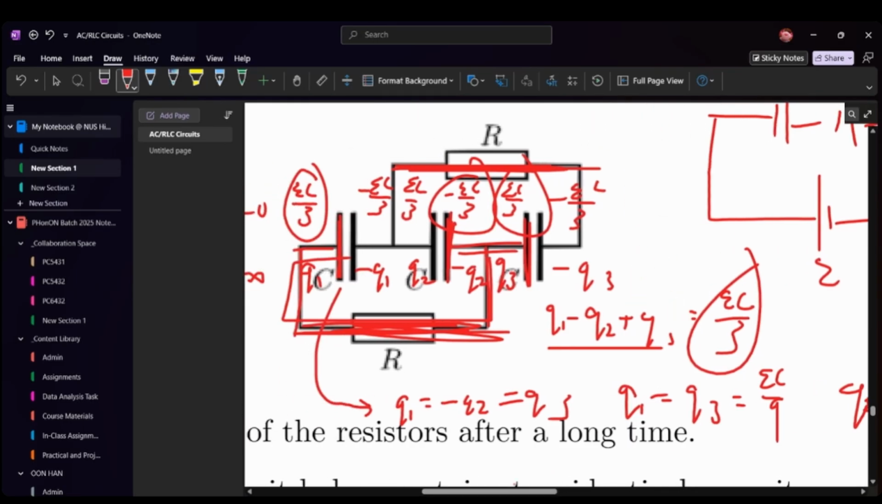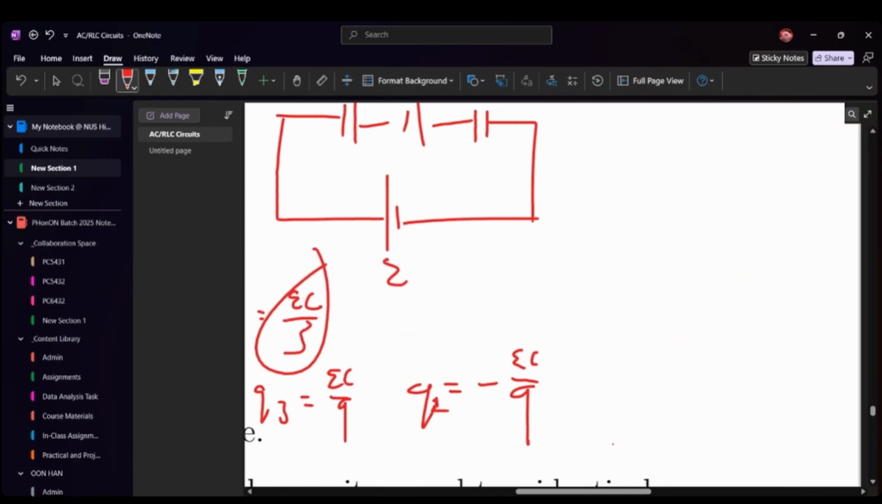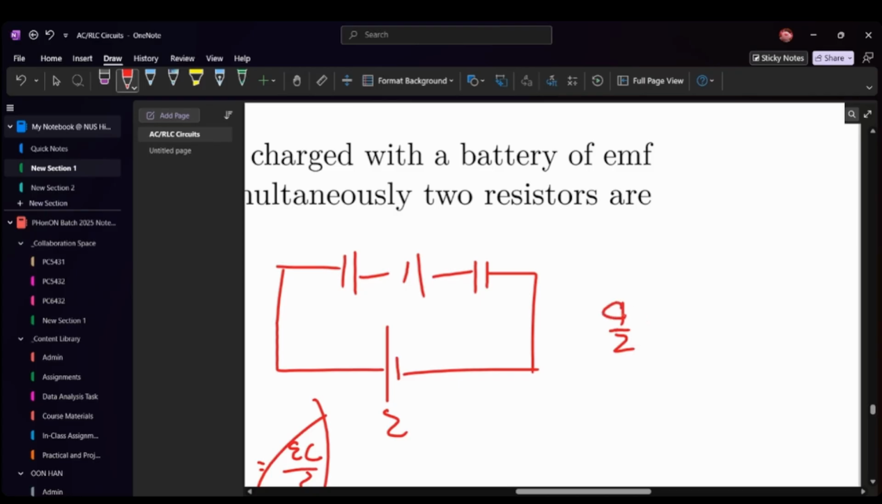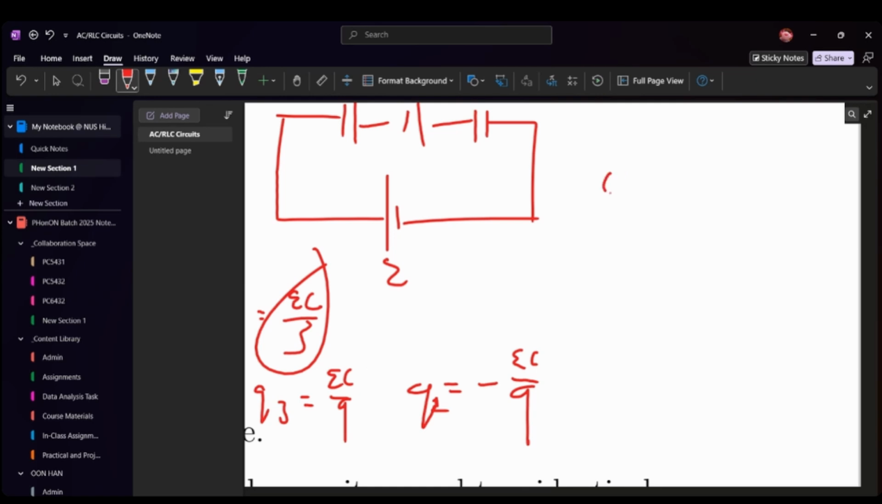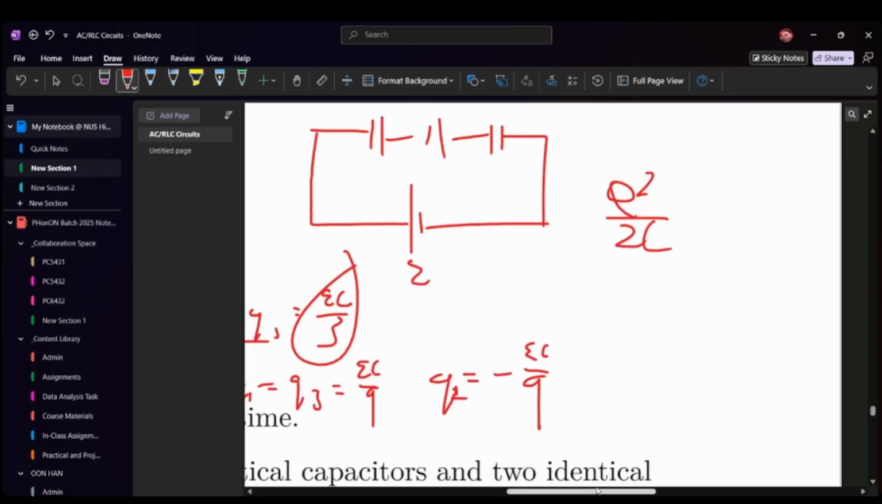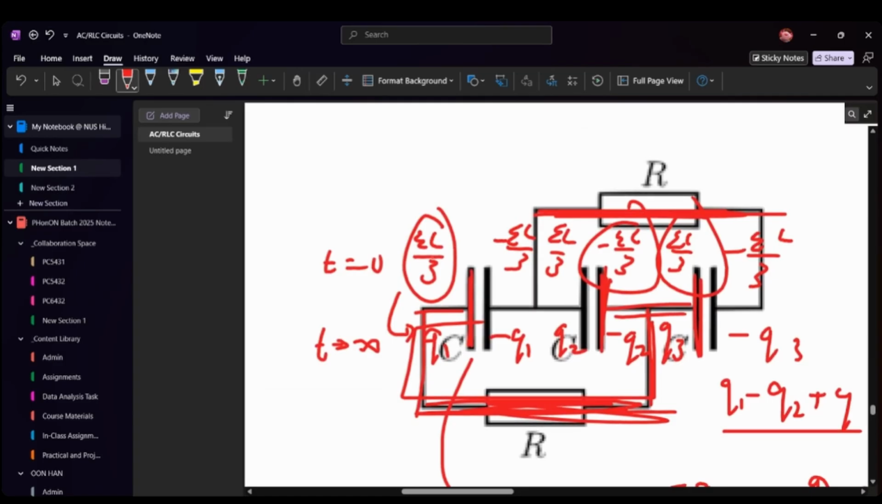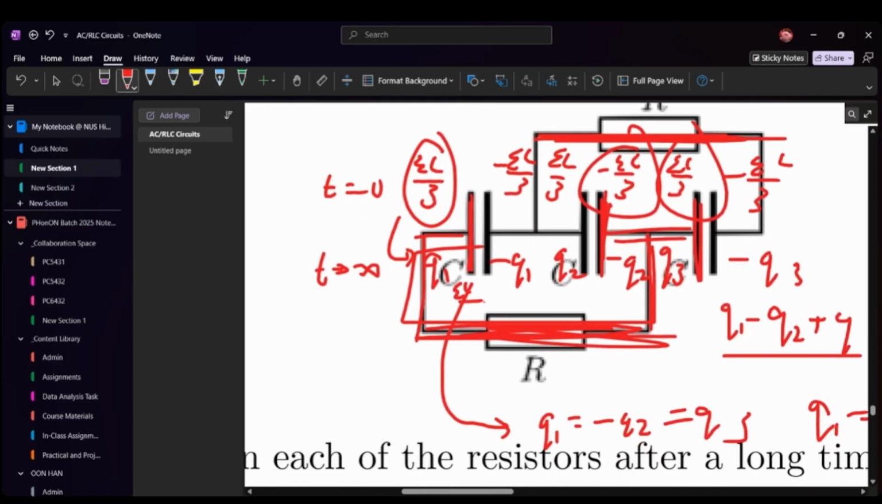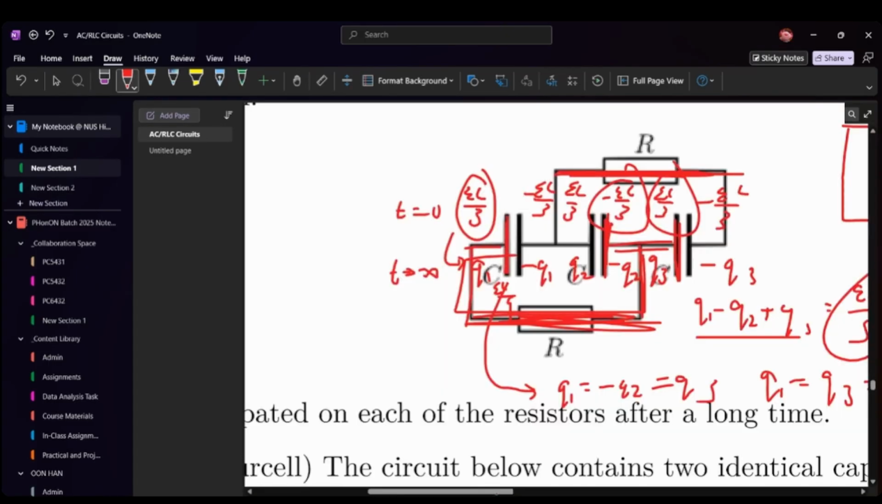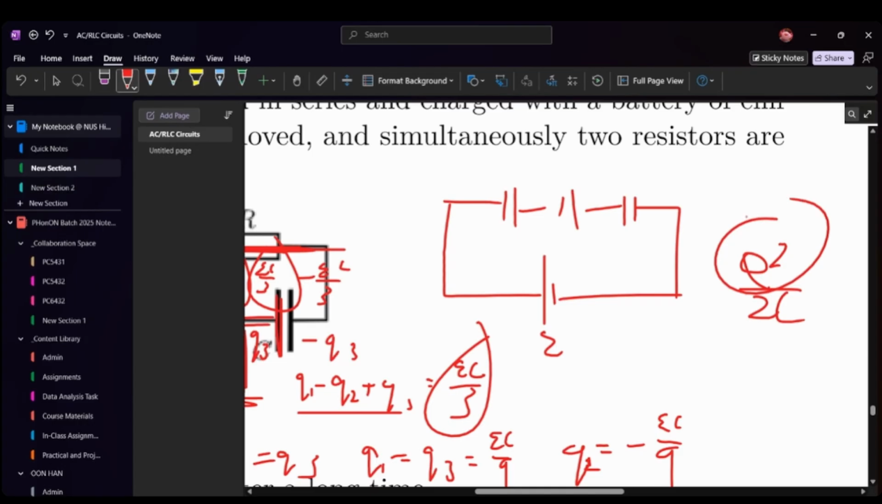So now you have the charges on all of the capacitors, right? So all you need to do is find the change in the energy. The energy of each of the capacitors is Q squared over 2C, right? So since all of your capacitors' charges drop by a factor of 3, because this was epsilon c over 3, epsilon c over 9, right? So they all drop by a factor of 3. That means you lost 8/9 of the energy because this thing is a square.